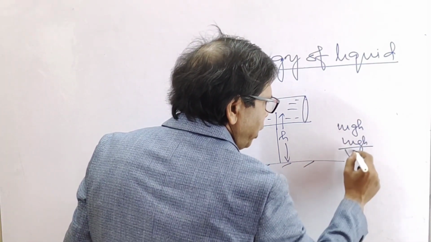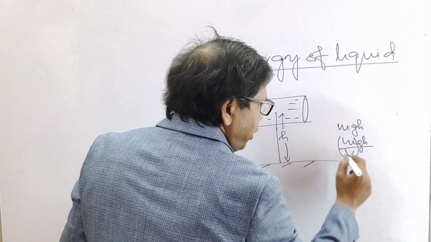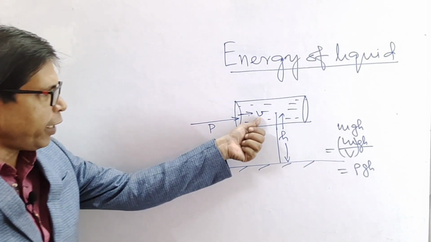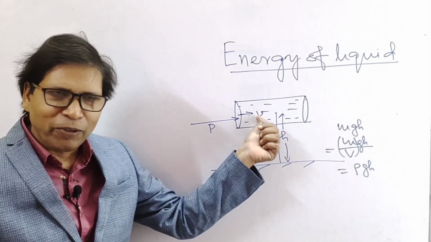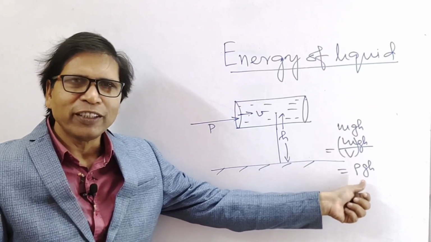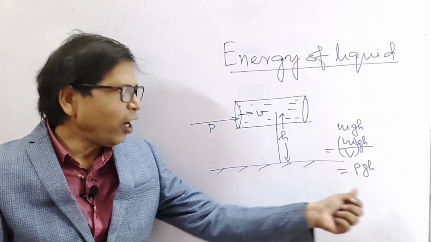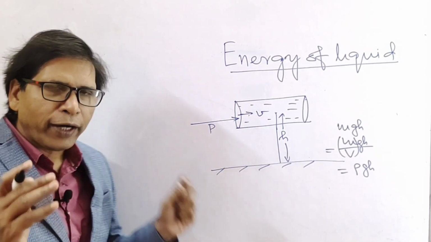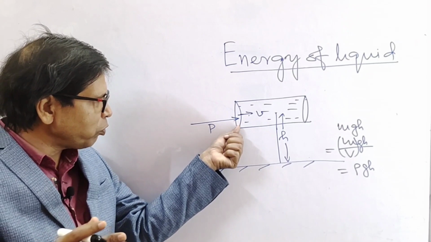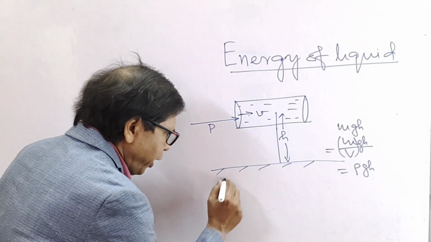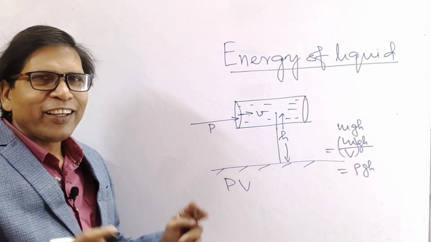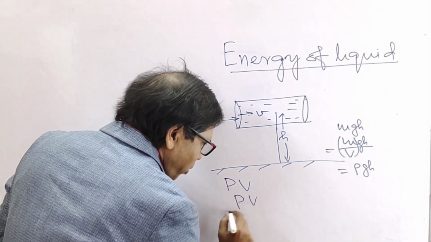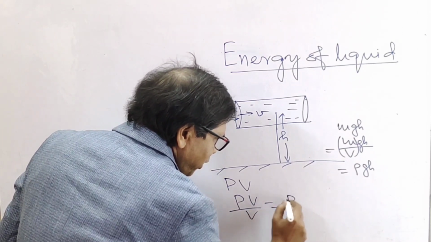Now potential energy per unit volume equals mgh divided by capital V. Now m by V equals rho, so potential energy of the liquid per unit volume is rho gh. Now as liquid flows through a pressure difference P, the work done to flow V volume of liquid through this pipe is P into V. So work done per unit volume is PV by V, that is P.